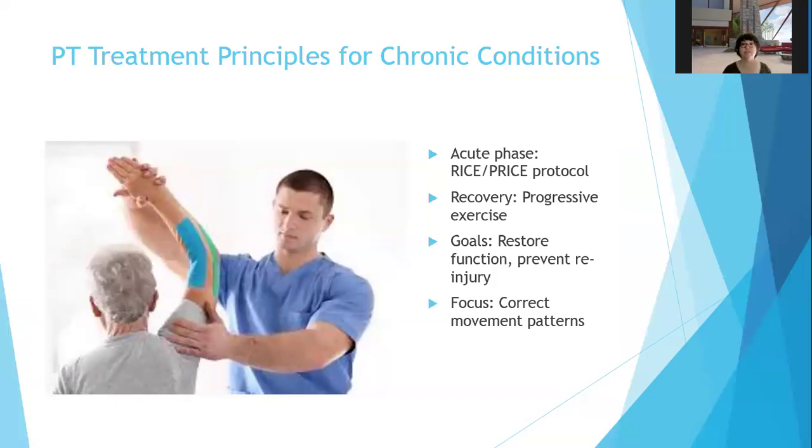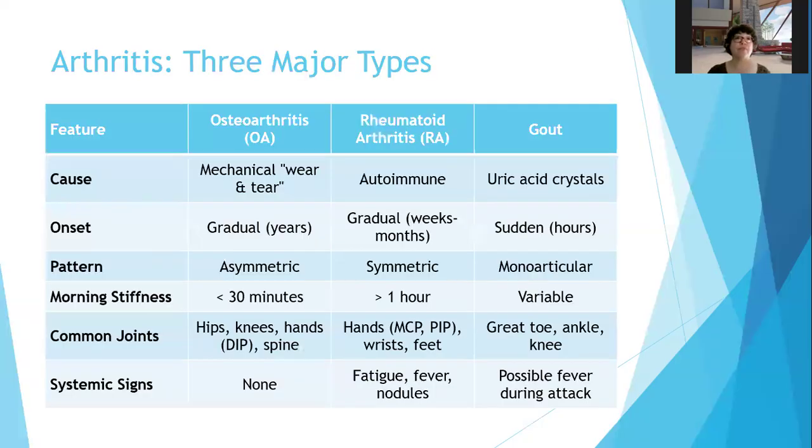For chronic conditions, in the acute phase, we're going to use the RICE-PRICE protocol, of course. During the recovery phase, we're going to go with progressive exercise. So we're going to go slowly and progress them as they can. The goals are to restore function and to prevent re-injury and focus on correct movement patterns. So particularly if they have a tendinosis or a bursitis, they might have it because of faulty movement patterns. And we want to correct those faulty movement patterns to prevent it from happening in the future.